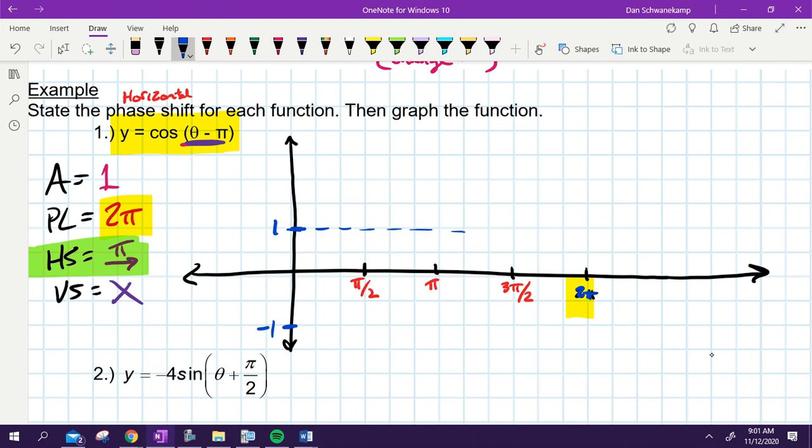Again, this is my top line, so I'm going to draw a little dashed line here. You don't have to draw the dashed line. I just like it because it keeps me organized. There's the bottom line. Now we're going to graph it. It is a cosine curve.